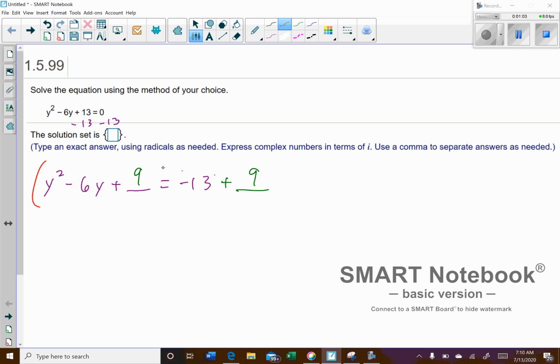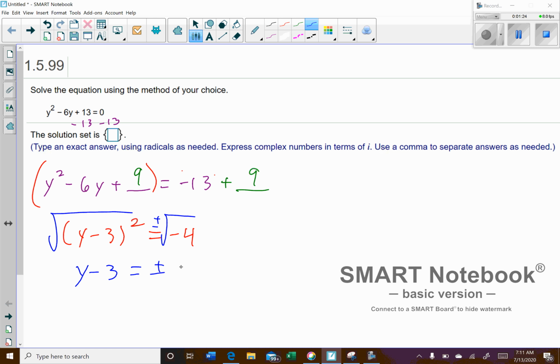And then this right here is going to factor into y minus 3 squared, and the right side is going to be negative 4. Then we'll square root both sides, and so I have to put plus minus. So we'll get y minus 3 equals plus or minus, and I'm going to have to get a 2i because I'm square rooting the negative. So that's where the i comes from.